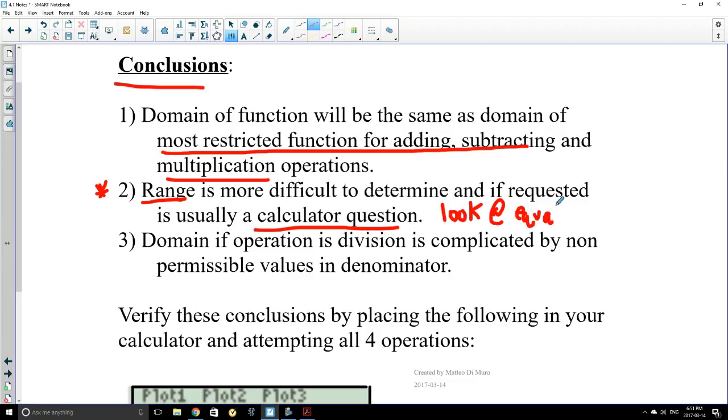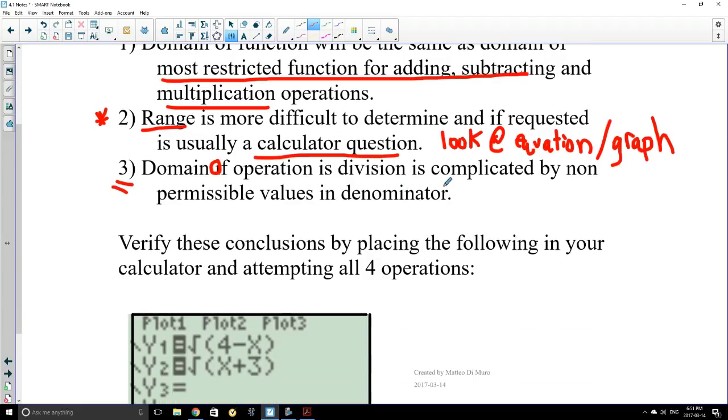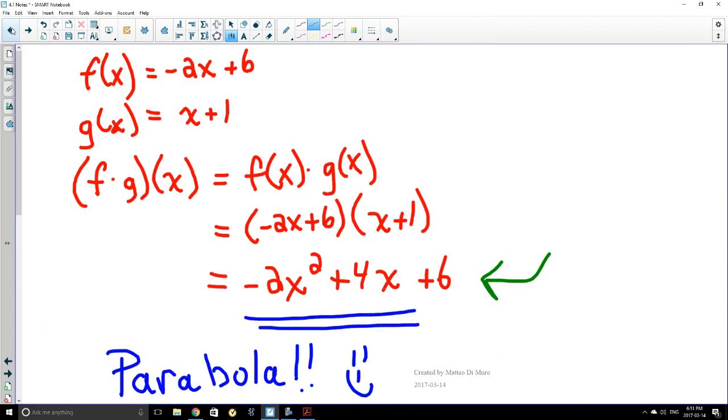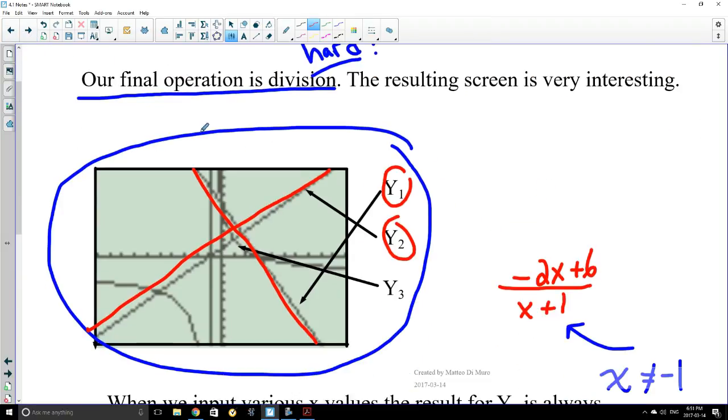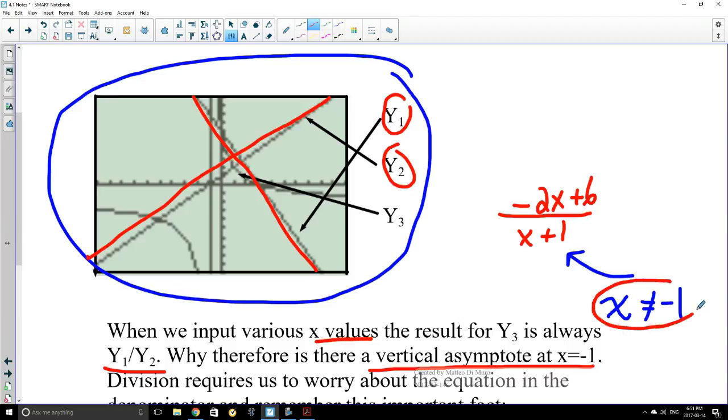Look at the equation or the graph, because you'll get questions where they give you the graph, like the one we did together, or questions where they just give you the equation and ask what's the domain or what's the range. Conclusion number three: the domain of the operation of division is complicated by non-permissible values in the denominator. So if we're doing a division question, the domain can get complicated by whatever's in the denominator. If you think back to the question that we did that had division, this one here, our domain got restricted by that non-permissible value. And the range is even more complicated.